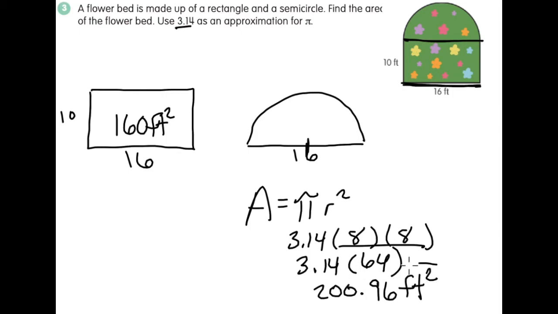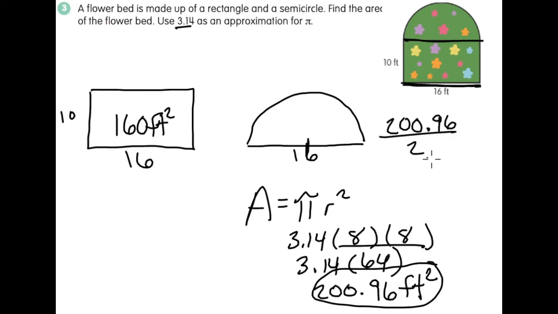But this 200.96 feet squared would represent if this were a full circle. It is only a half circle, so we have to divide that by 2. And when we take that 200.96 and divide it by 2, that leaves us with an area of 100.48 feet squared for the semicircle.